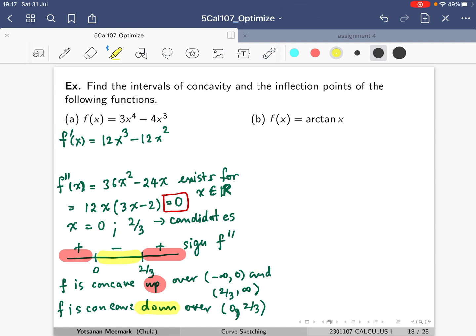Okay, and you can see immediately that the candidates here and there, you see that the sign of your f double prime changed at these 2 points. So it means that these 2 points are not only the candidates, but also the inflection points. The inflection occurs here.